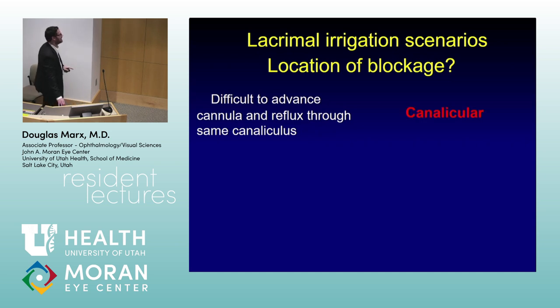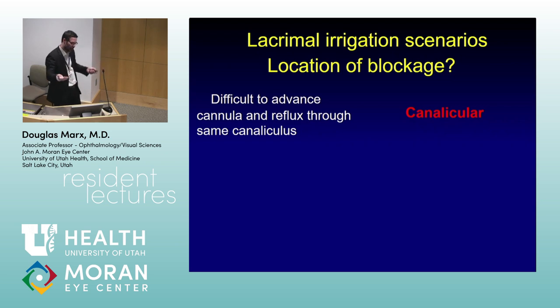All right. So if I could ask you something, I'd ask you this kind of stuff. If it's difficult to manage a cannula and it refluxes through the same canaliculus, that means you have narrowing right there, right? So you go through the punctum. You can't push your cannula in far enough. How many millimeters should it go in? About 8, right? Because the punctum, it's 2 down, then 8 over, right?